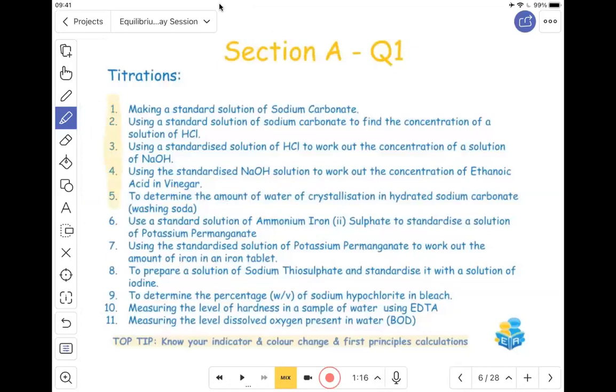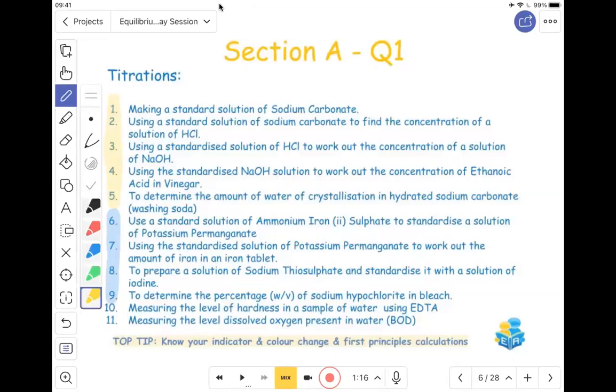The next batch then are your redox titrations, and I'll highlight these for you in your blue. So this is 6, 7, 8, and 9. These would all be paired together. So 6 is to use a standard solution of ammonium iron 2 sulfate to standardize a solution of potassium permanganate, and 7 then is your iron tablet.